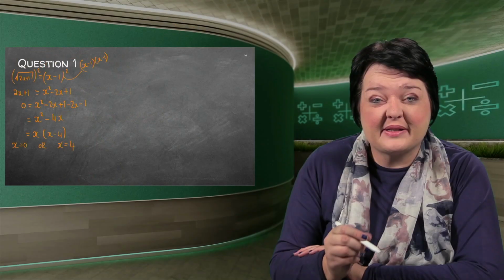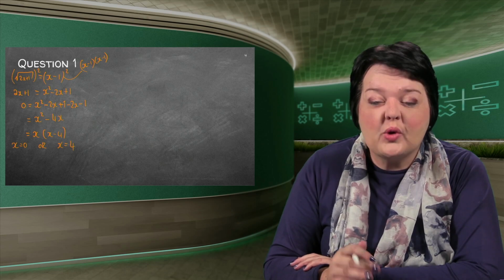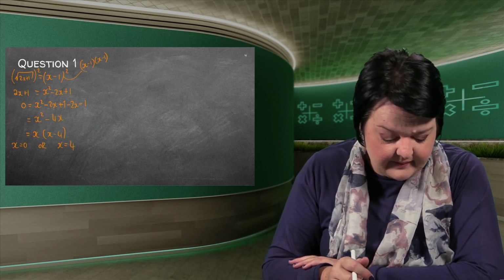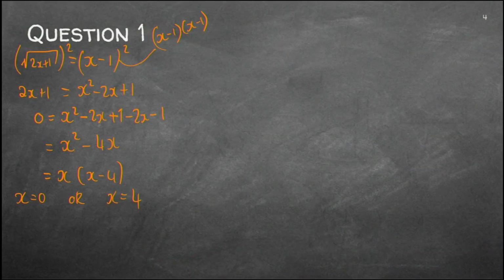Now remember, specifically with the surd questions, we have to verify that both answers will be acceptable. Meaning, I need to specifically look at this surd for starters, this 2x plus 1. If I substitute the 0 in, it's 2 times 0 plus 1, which is just 1, which is perfect.